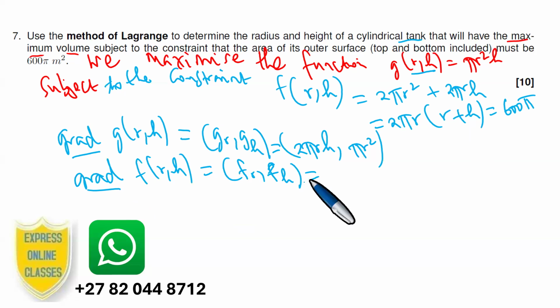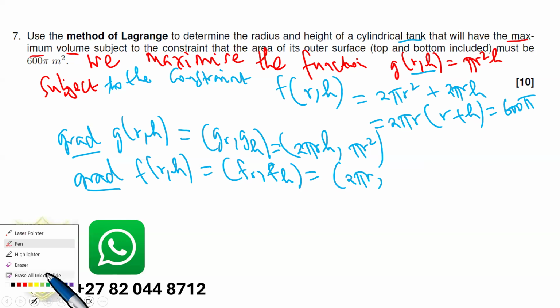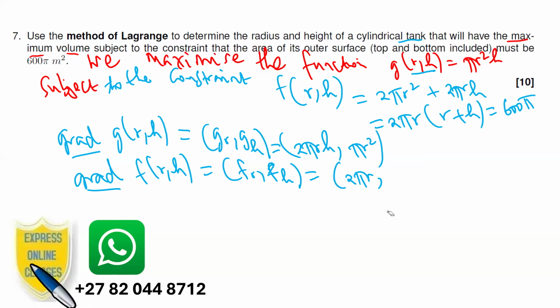Okay, f is this one, but we want to find its gradient. Now we're going to find the partial derivative of f with respect to r. With respect to r of this one is going to be 2 pi r, plus it's going to be 4 pi r, because the derivative of r squared is 2r, times 2 pi is 4 pi r. The partial derivative of 2 pi r h with respect to r is going to be 2 pi h. The partial derivative of this one with respect to h, this is 0 and this is 2 pi r.